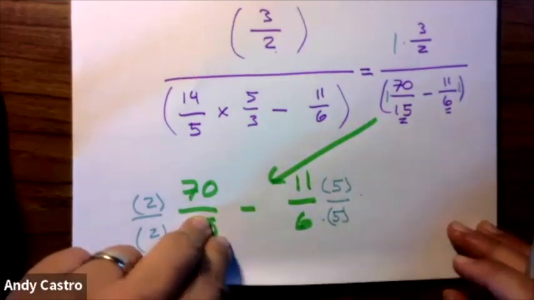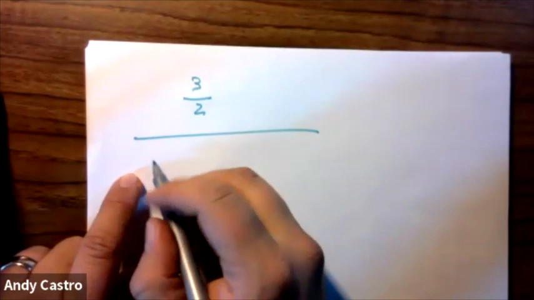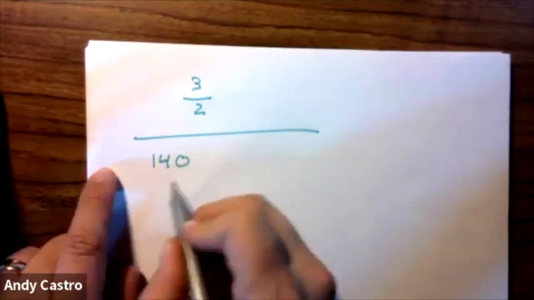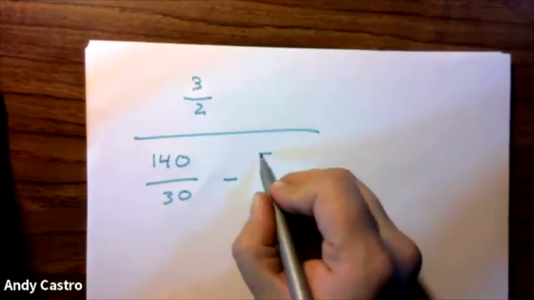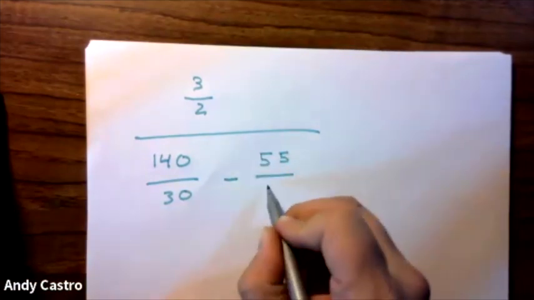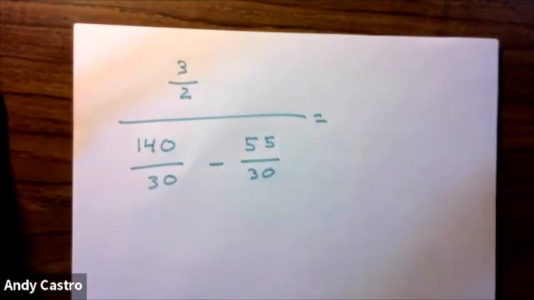So now I'm going to use another sheet of paper. All right, so we have 3 halves up top, and then here, all right, we had 2 times 70, which is 140 over 30, minus 5 times 11, which is 55 over 30.